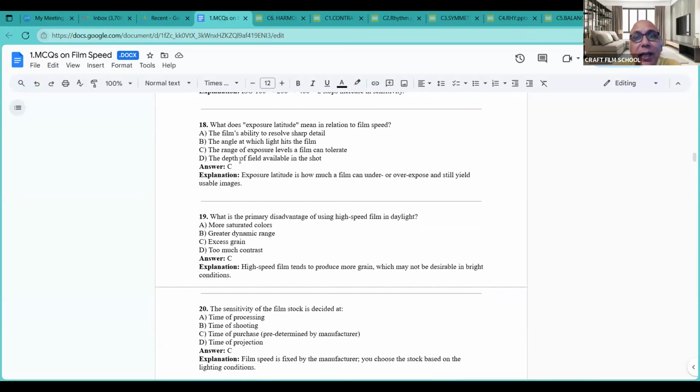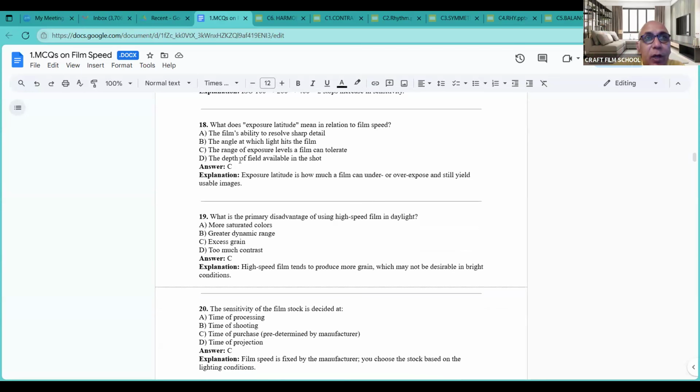What does exposure latitude mean in relation to film speed? We will talk about this in a little more detail. Normally, exposure latitude is the film's ability to resolve sharp detail? No, that is called resolution. The angle at which light hits the film? No, it has nothing to do with it. The range of exposure level a film can tolerate.